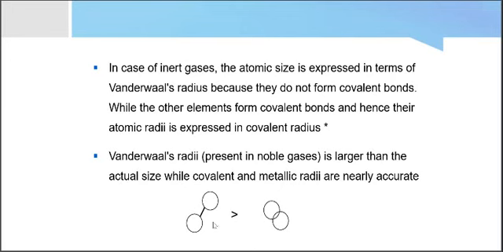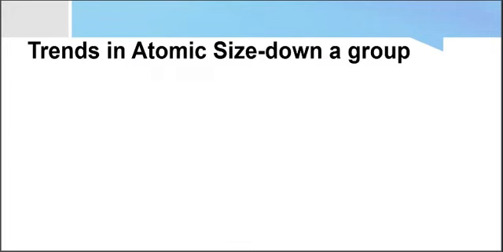I have tried to explain this with the help of this diagram. This is the van der Waals radii, which appears much larger in comparison to this covalent bonding, where the covalent radius is less in comparison to the van der Waals radii formed here. So that is the reason the atomic radius of noble gases appears to be greater than the preceding elements of the same period.